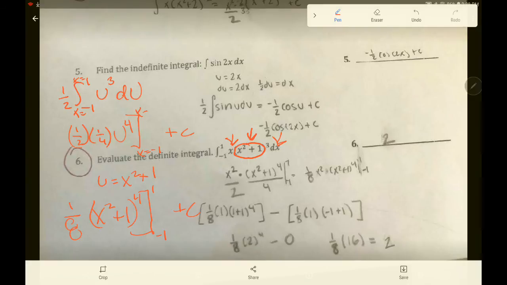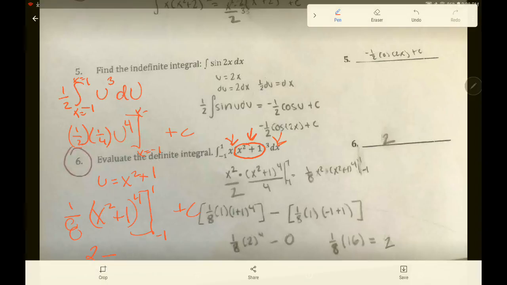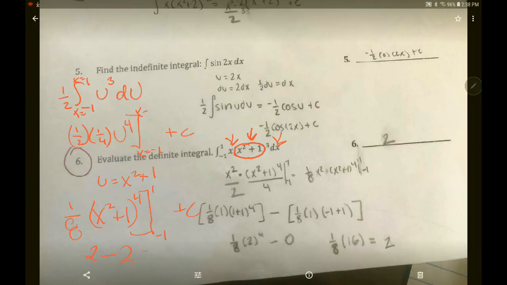So let's try 1. 1 squared is 1, plus 1 is 2. 2 to the 4th is 16. 16 over 8 is 2, minus, let's evaluate this, a -1. -1 squared is +1. +1 plus +1 is 2. 2 to the 4th is 16. 16 over 8 is 2. So that, in fact, is 0.